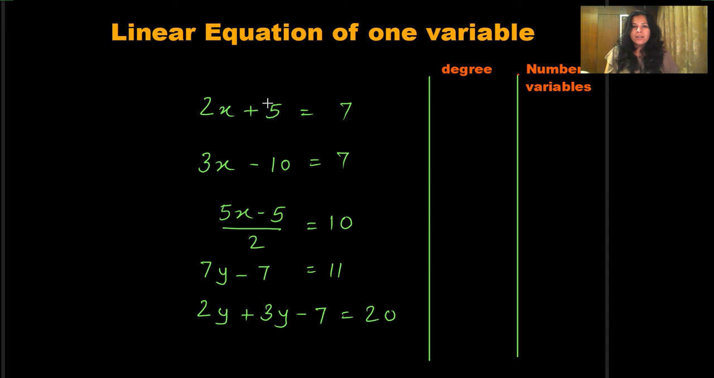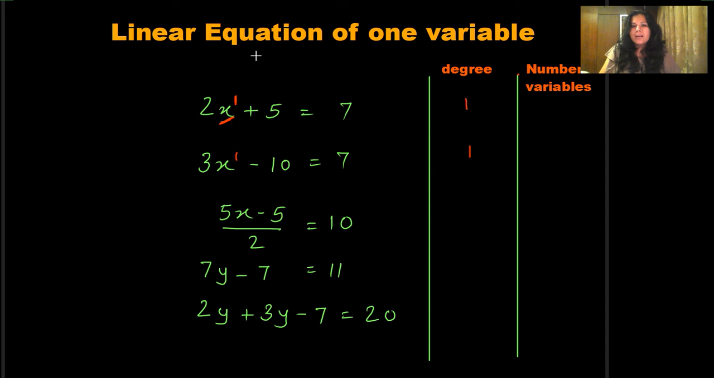Here I have already written a few equations. So, let us see what the degrees of these equations are. Here we have the variable x, and what is the power of x? That is 1. So, the degree of this equation is 1. So, this equation is a linear equation. Now, in the second equation, again the variable is x and the power of x is 1. So, the degree of the equation is again 1. So, again this equation is a linear equation.